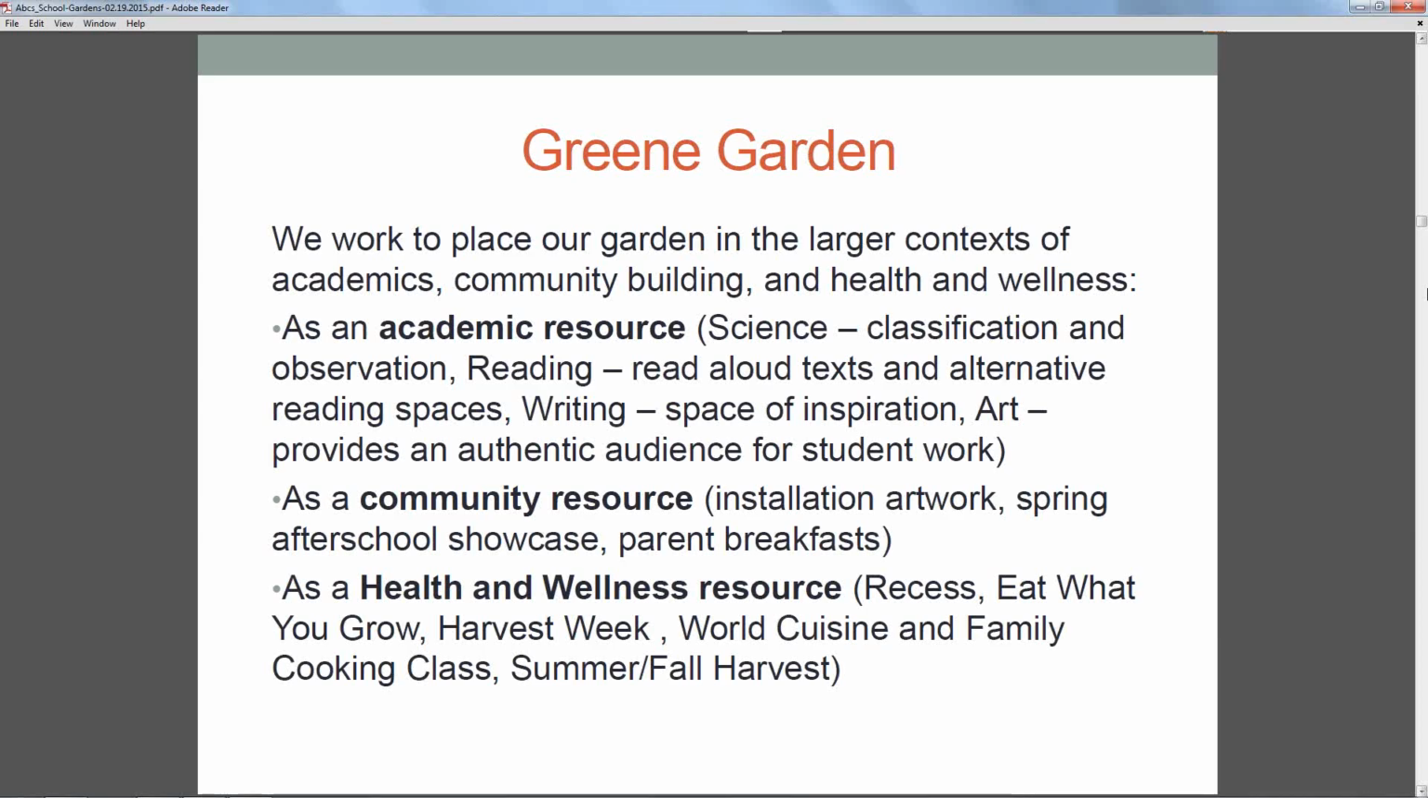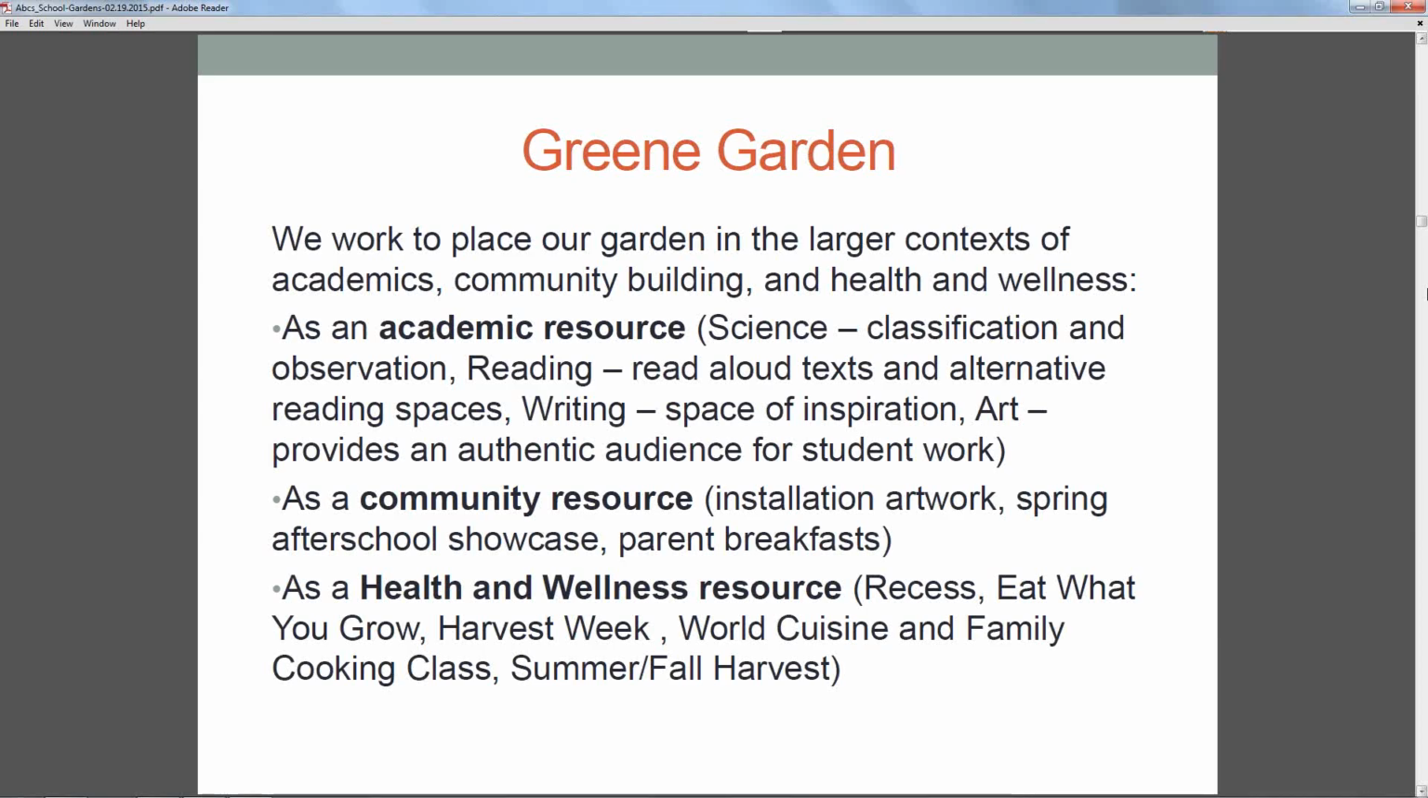We have a world cuisine class where our students are working with Common Threads. It's an organization that we partner with where they are cooking meals from around the world over an 8-week period. We have a family cooking class where about 8 families meet once a month, exchange recipes, and use our facilities to cook together. Once again, it's a program with Common Threads where they work with a local chef.